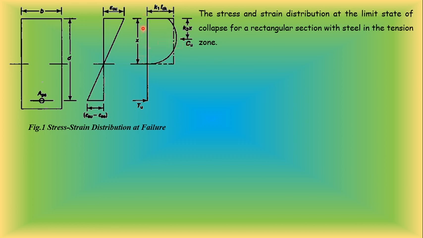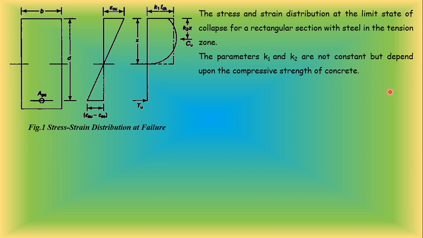This part is the depth of neutral axis, this is x, and the small d is the total effective depth. This is the stress strain distribution at the limit state of collapse for a rectangular section with steel in the tension zone. The parameters K1 and K2 are not constant but depend upon the compressive strength of the concrete.